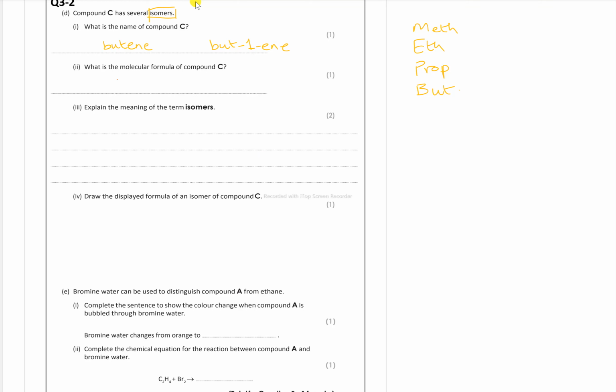Okay, what is the molecular formula of compound C? So the molecular formula is 4 carbons, and if you double the number of carbons, you get the number of hydrogens for alkenes.